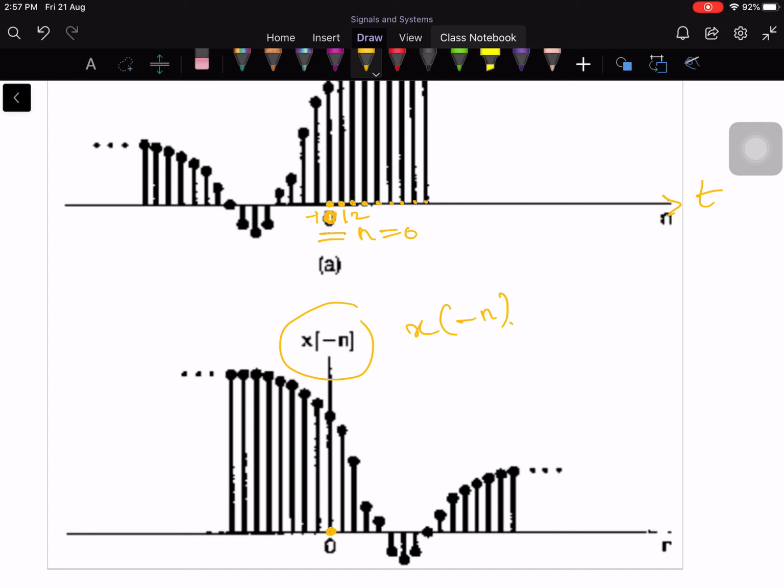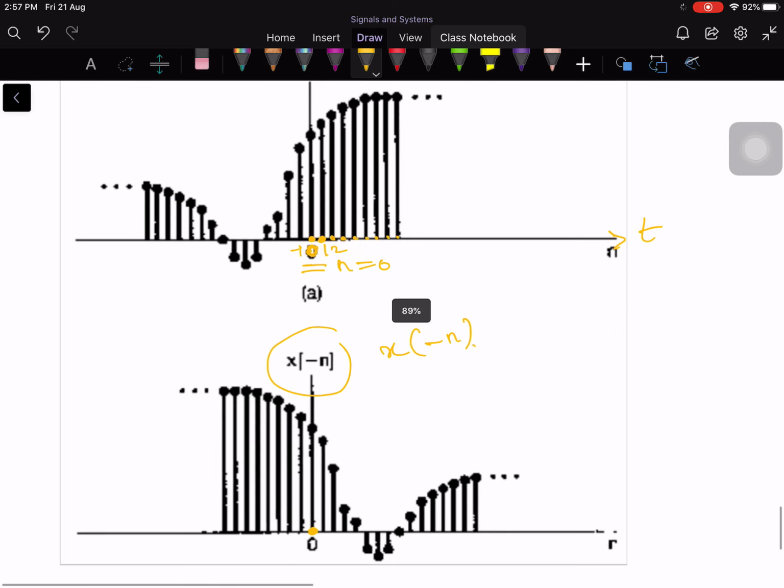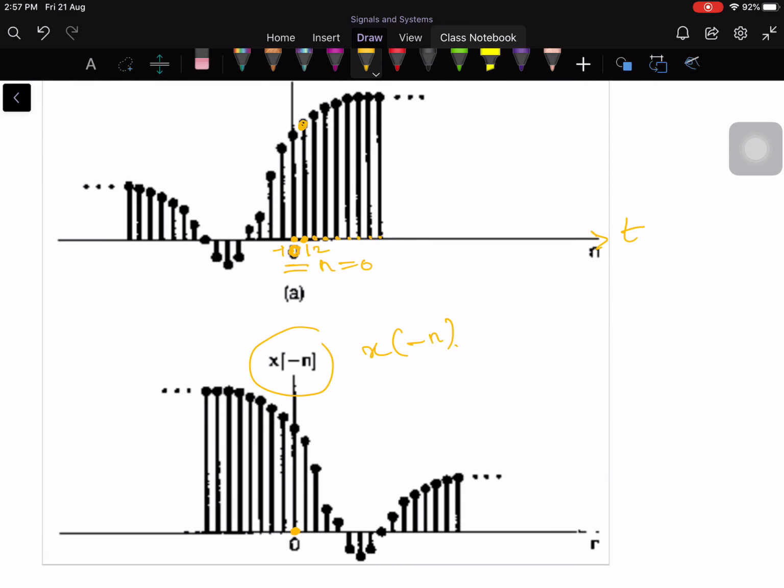Now at 1, this is the amplitude, but that amplitude occurs at this point here at minus 1. So whatever signal you have at 1, that is going to occur at minus 1 with the same amplitude. Let us say this amplitude is V1, and that V1 occurs here. Now at n equal to 2, the amplitude is V2, and that is going to occur at n equal to minus 2. Sorry, this is 1, and I am sorry, I marked it wrongly.